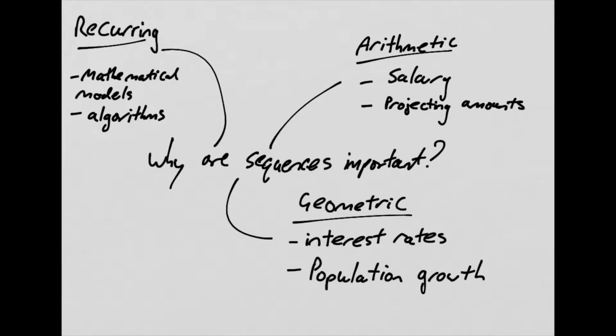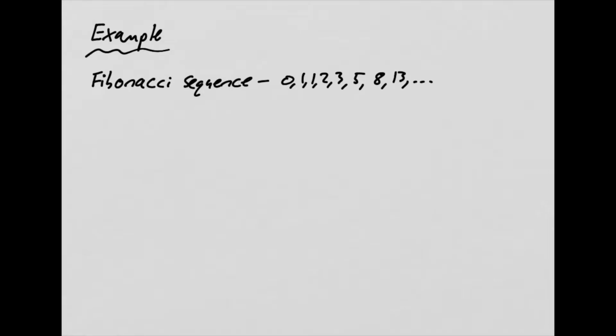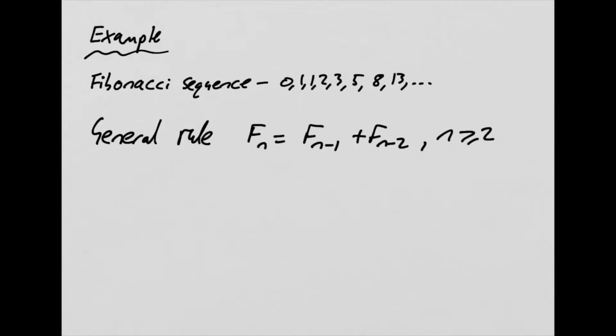To finish, we're just going to look at one example of a recurring sequence. This is the Fibonacci sequence. It was first studied by Indian mathematicians, but it gets its name from the Italian mathematician who was interested in how pairs of rabbits would evolve over time. This has a general rule where I take the previous two terms, I add them together, and I get the next term in the sequence. This sequence has a lot of interesting applications in its own right, and a lot of research goes into it.